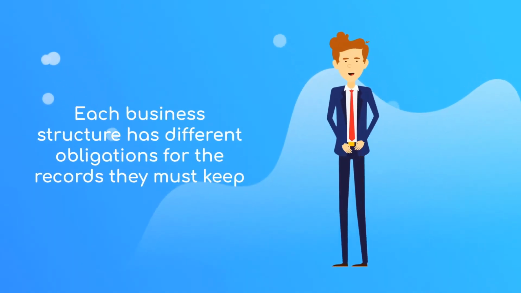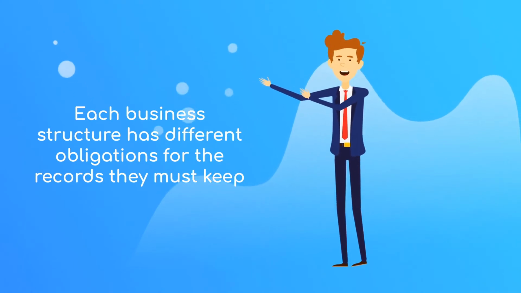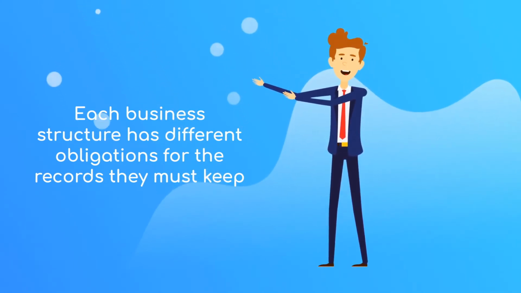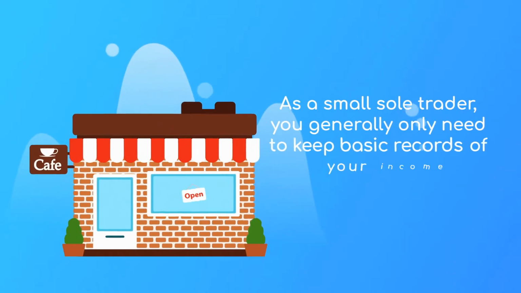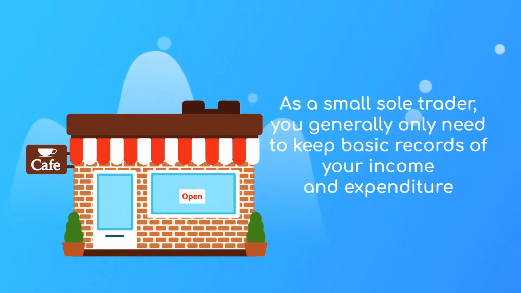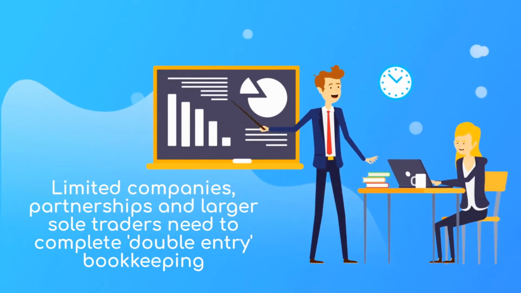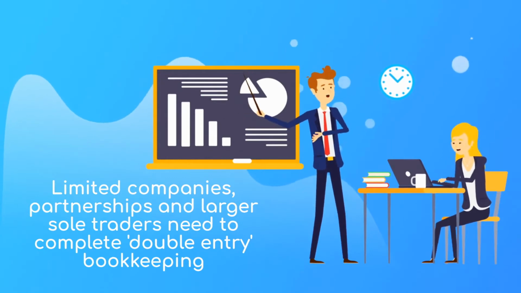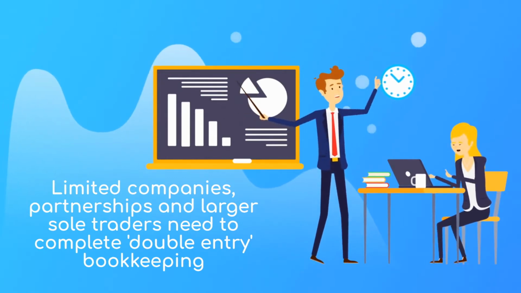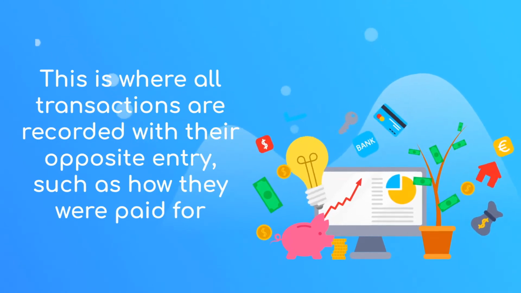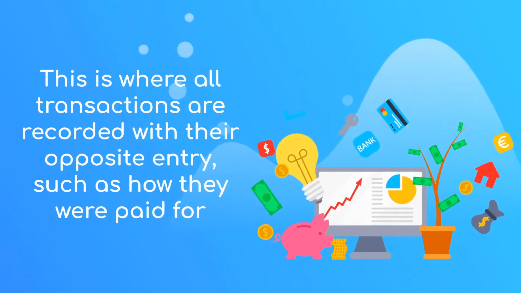Bookkeeping is essential whether you're a sole trader, partnership, or a limited company. But each of these business structures have different obligations for the records they keep. As a small sole trader, you generally only need to keep basic records of your income and expenditure. However, limited companies, partnerships, and larger sole traders need to be more thorough by completing what's known as double-entry bookkeeping. This is where all transactions are recorded with their opposite entry, such as how they were paid for.